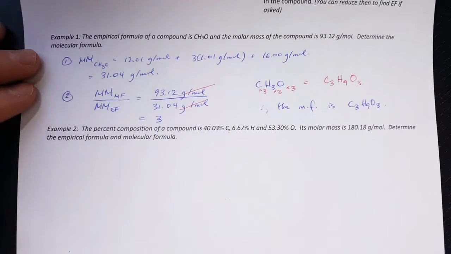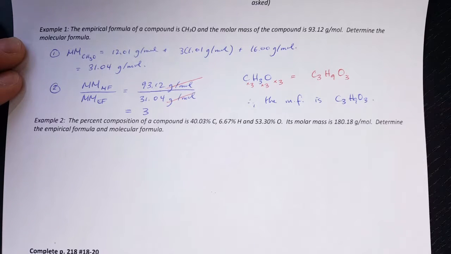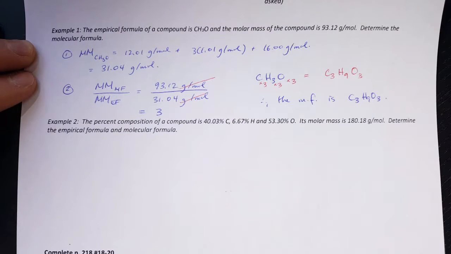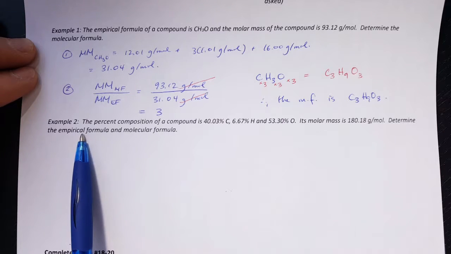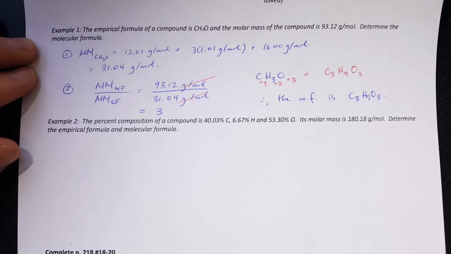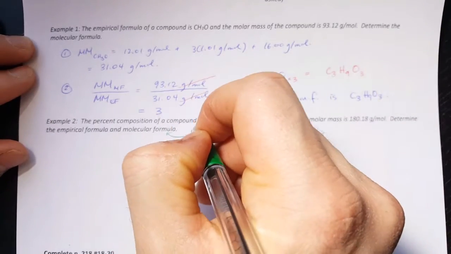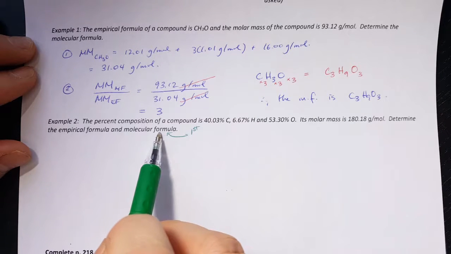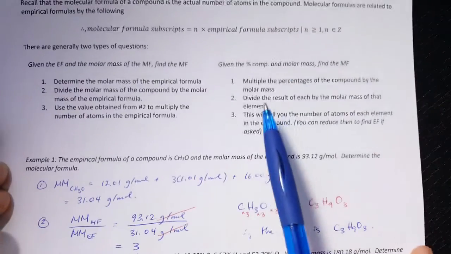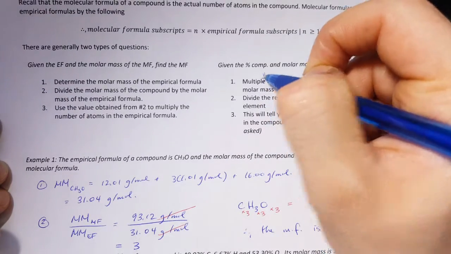The next question says, the percent composition of a compound is 40% carbon, 6.67% hydrogen, and 53.30% oxygen. The molar mass of the compound is 180.18 grams per mole. Determine the empirical formula and the molecular formula. This is a really common question where they ask you for both the empirical and the molecular, but what we are going to do is find the molecular formula first, even though it comes second in the question, and then just reduce it to find my empirical formula.